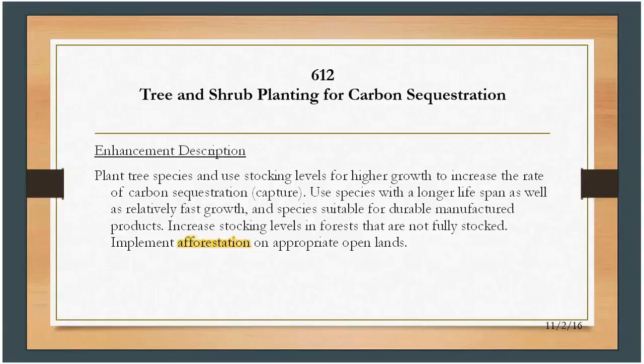Carbon sequestration. Back on track here. The enhancement description: plant tree species and use stocking levels for higher growth to increase the rate of carbon sequestration. So we want fast growing trees on any land use. And we want species with a longer lifespan. They have to live a long time too. We want something that grows fast and lives long.